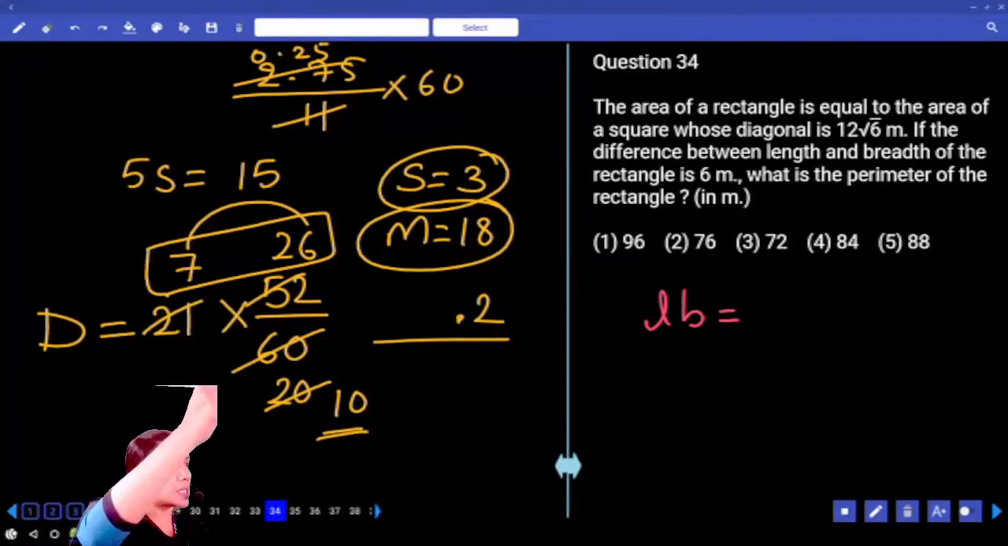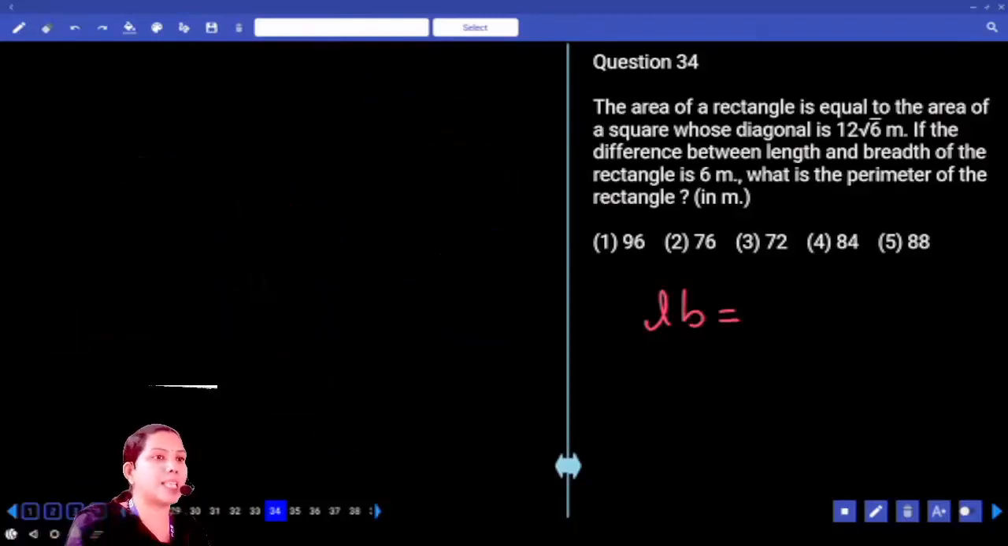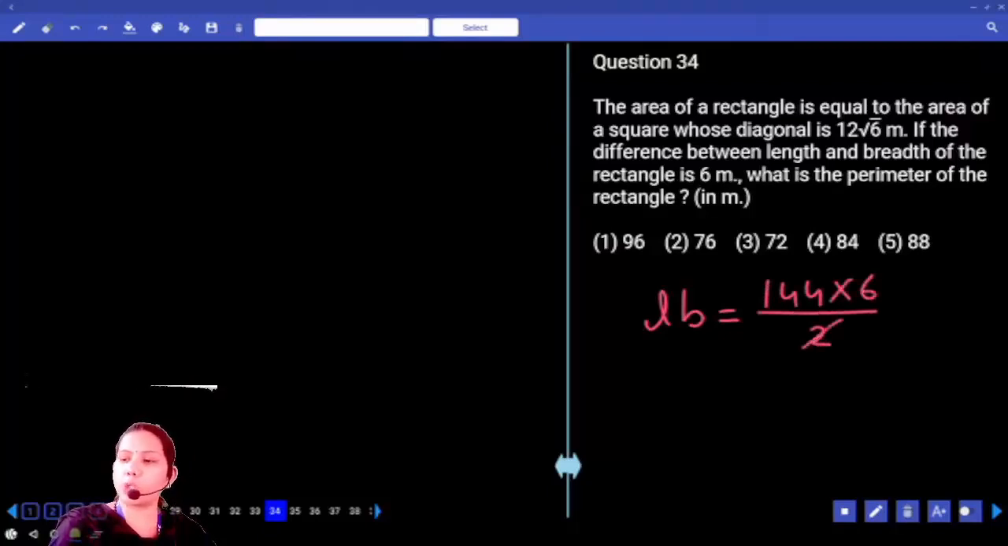Diagonal square by 2 is the area formula. What is the area of the square basic formula? Side square, or diagonal square by 2 is also a formula. What is the diagonal? 12 root 6. So 12 root 6 squared means 144 into 6 by 2. So 2 goes into 6 exactly how many times? 3 times. So L into B is equal to 144 into 3.